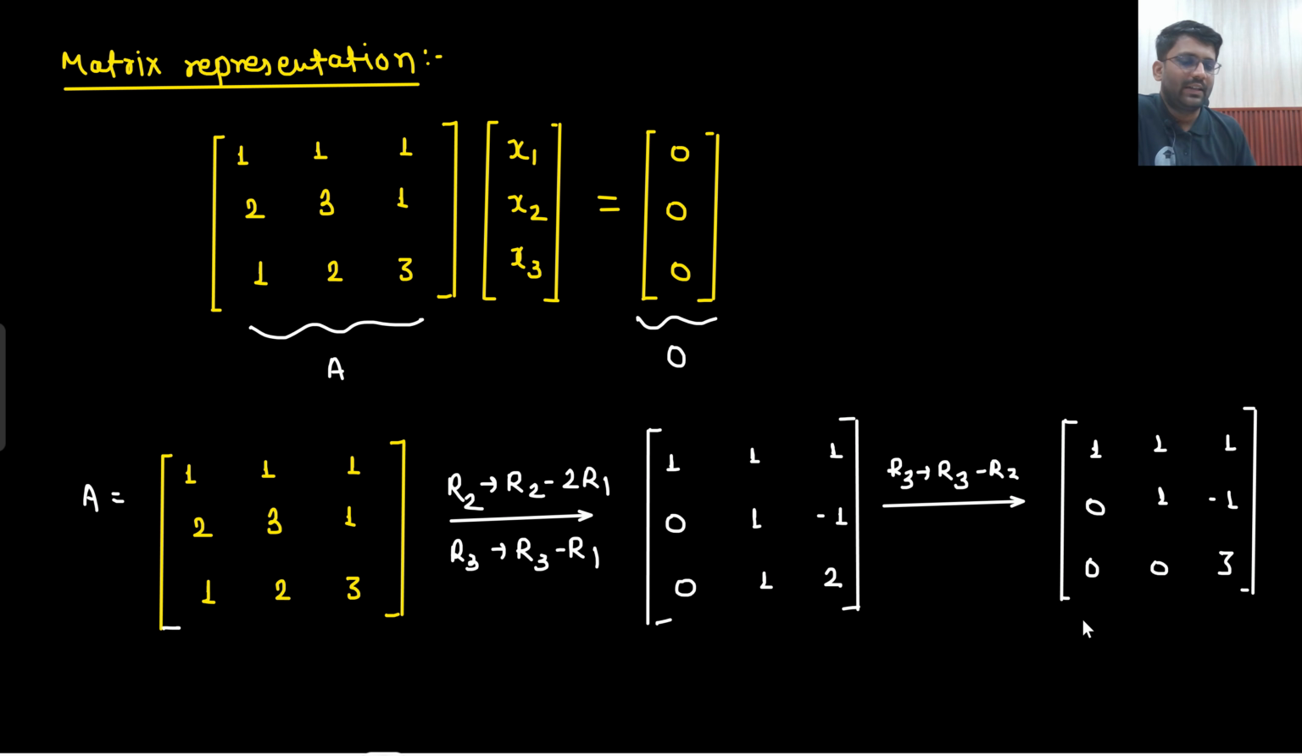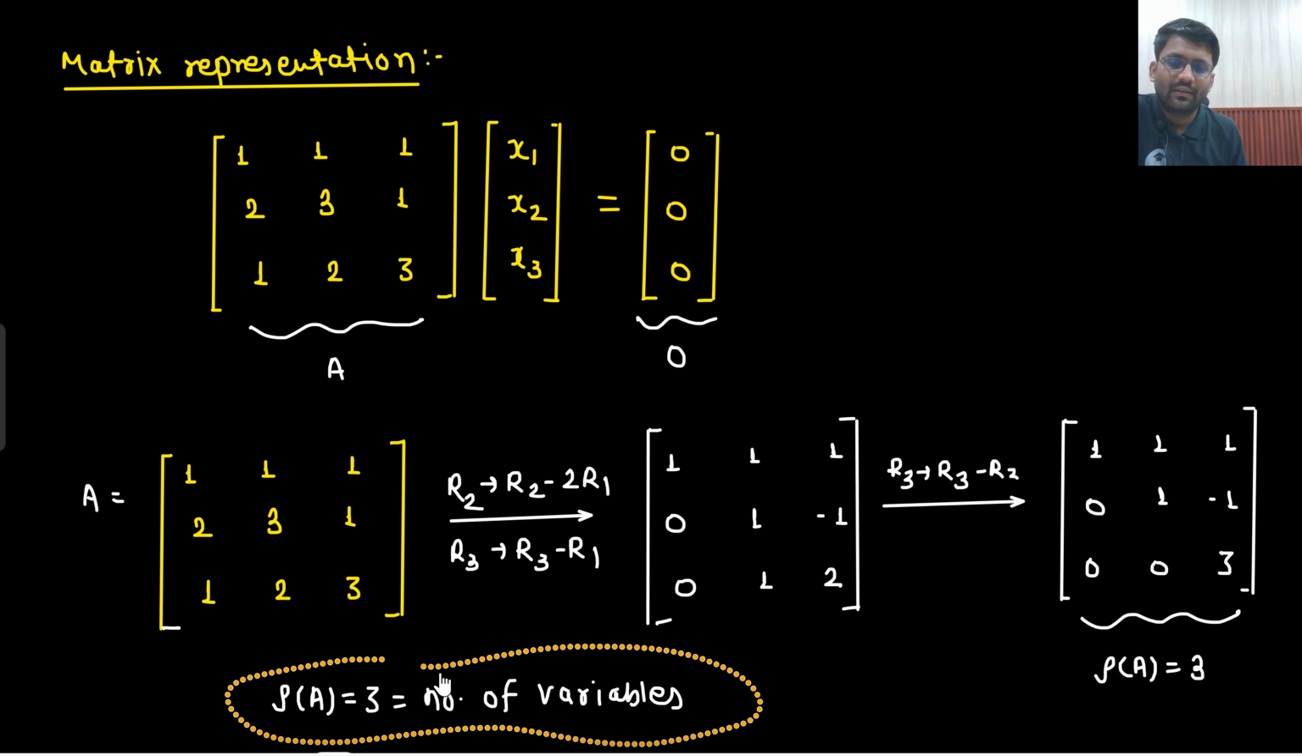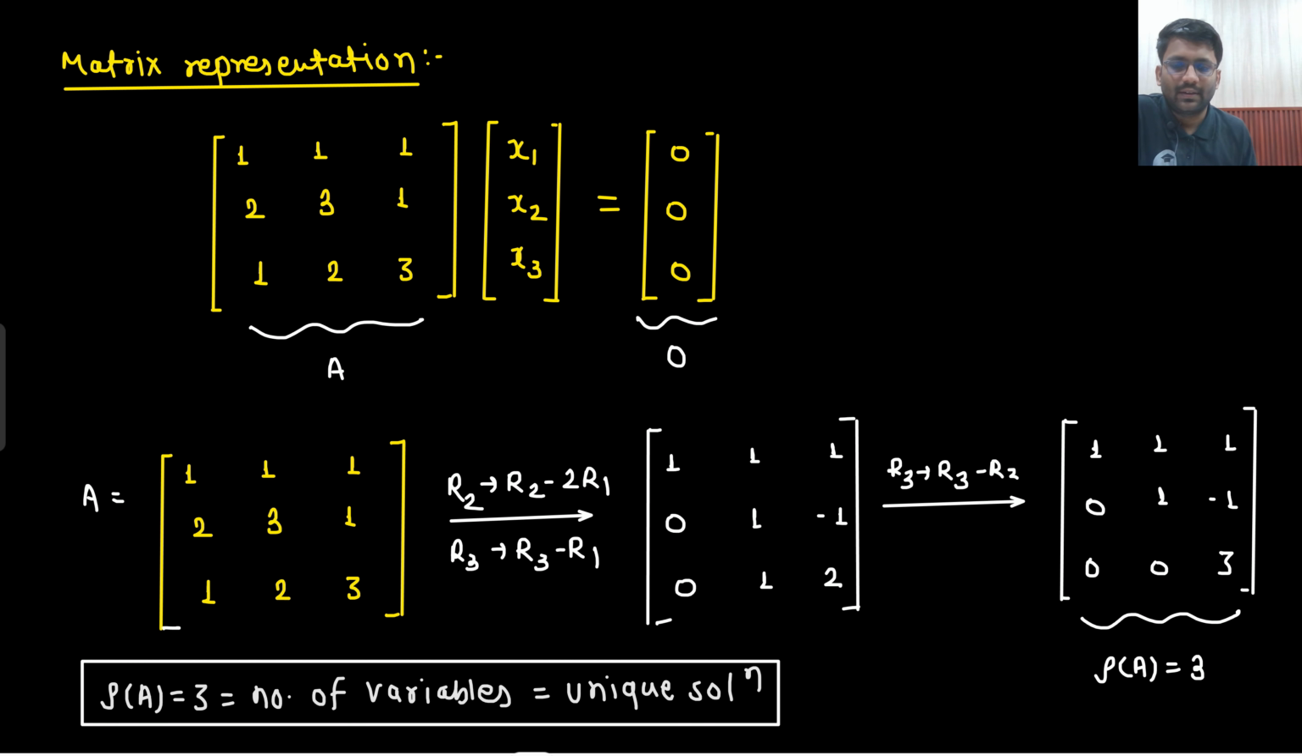There you go. What is the rank here? Rank of A is coming out to be 3. So rank of A is equal to 3, that is equal to the number of variables, and which is representing a unique solution. What is it representing? A unique solution. There you go. The similar scenario we will see in the next example as well.